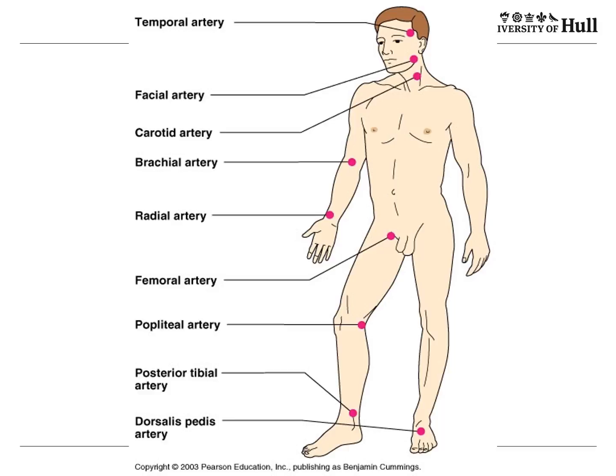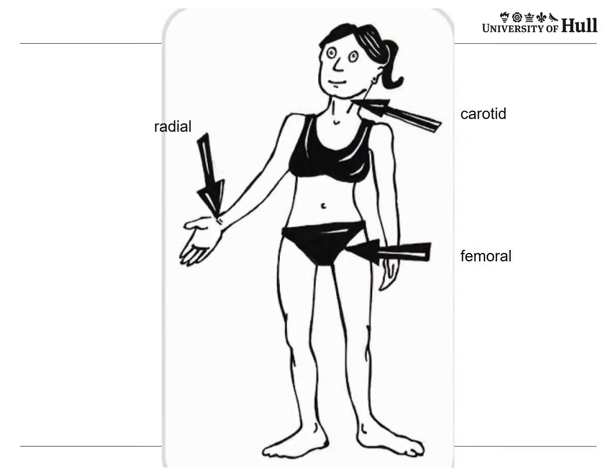There are 9 places altogether, starting at the top on the temple, then on the face, and then in the neck at the carotid artery, then the brachial artery at the bend of the arm, and then the radial artery at the wrist, then below that the femoral artery at the groin, the popliteal artery behind the knees, and then there are 2 pulses in the foot. Many of these can be used diagnostically, but the usual ones that we use are the carotid, the radial, and the femoral.